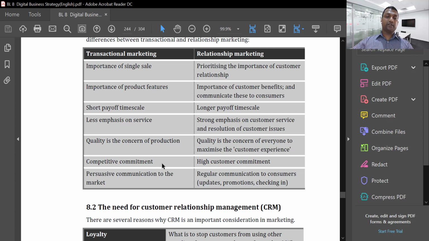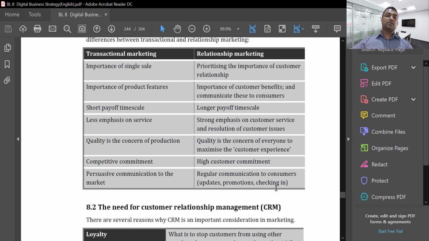And the commitment is competitive, and so the more the sales, more the margin, so it's more towards driving the sales. But here it's different, where customer commitment is the focus. And finally, persuasive communication to the market, whereas regular communication to customers. So here, when the product is to be sold, you communicate, you do a lot of promotion, propaganda and all that, and sell it off, then that's it.